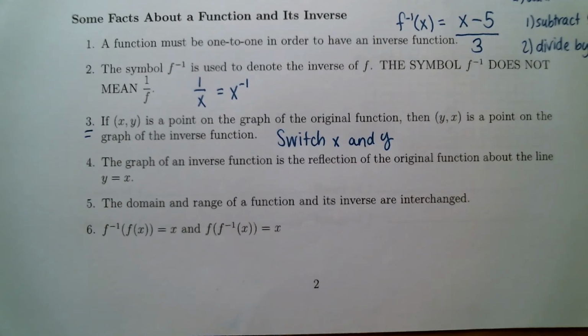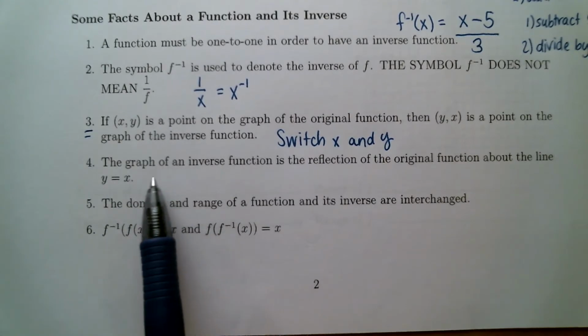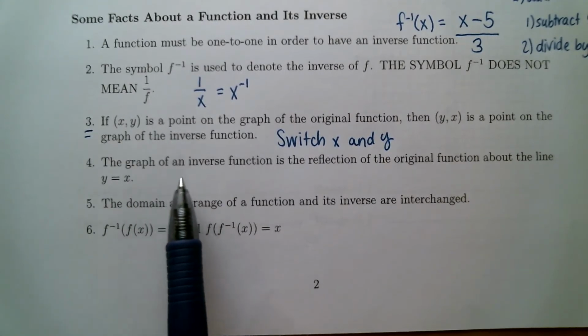Number 4, the graph of an inverse function is the reflection of the original function about the line y equals x. Okay, so what this is saying is, say you have the original function and you have its inverse and you graph them on the same grid, they would be reflections of each other about this line y equals x. Okay, so we will demonstrate this in lots of the examples that follow. Just keep that in mind.